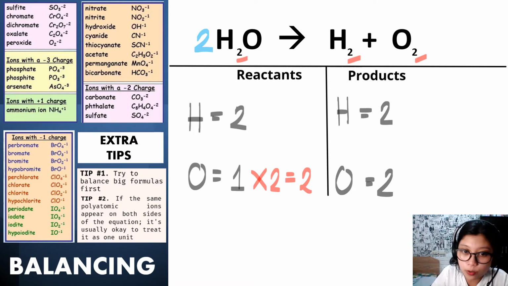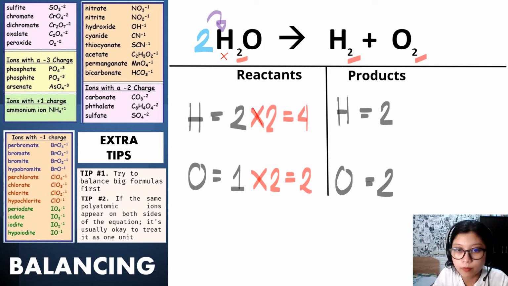However, H2O is a compound. So what happens to hydrogen? Hydrogen is also affected. So instead of only having 2 atoms, hydrogen will have, remember, it has 2 atoms according to the subscript, but it also has 2 molecules. So this means that 2 times 2, then you will have 4.